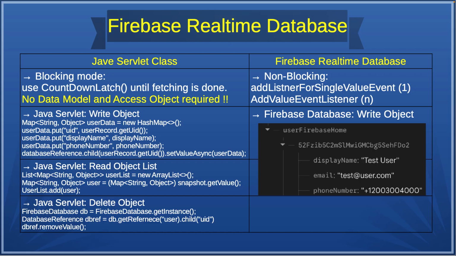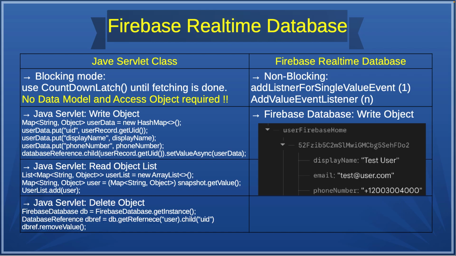And Firebase database is non-blocking mode, and there are two kinds of methods. One is addListenerForSingleValueEvent, just a one-time read, and another one is addValueEventListener, which is an n-time read. And from the Java servlet, to write an object, you need a Map of String and Object, and then a HashMap, and then you can put values based on the Firebase user record: get UID, display name, phone number, and then you can add the user record as a reference and set value with the user data.